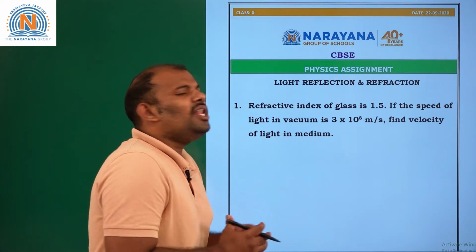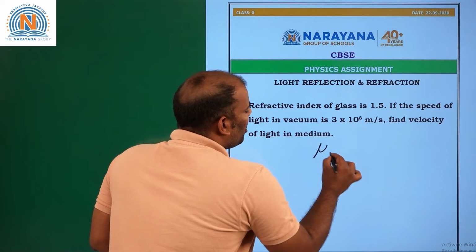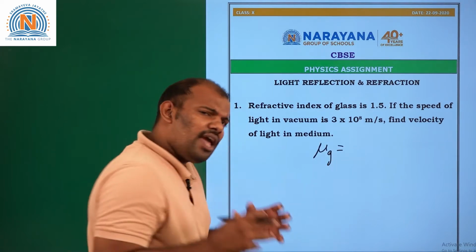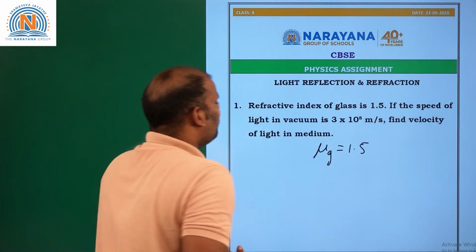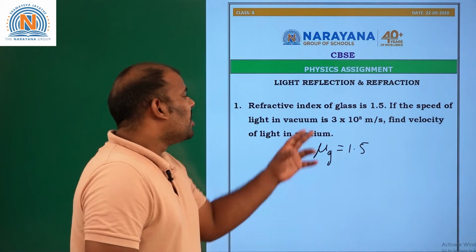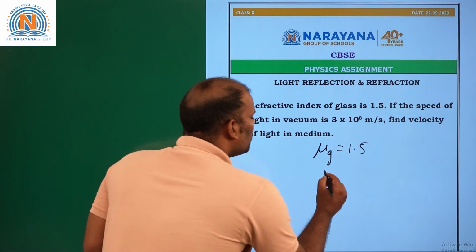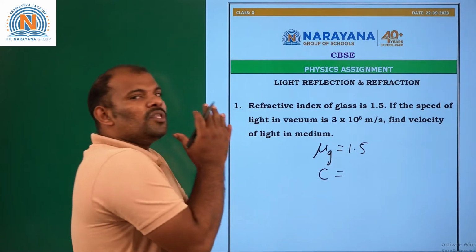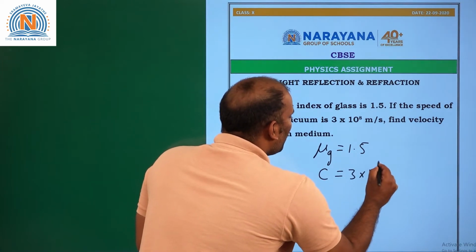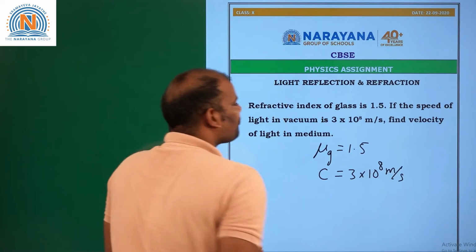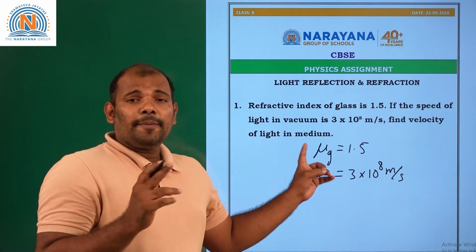Okay, the given values are refractive index of glass. So that you can write mu g, or you can write it as n also. Okay, so mu g is equal to 1.5 and the speed of light in vacuum, that is 3 into 10 power 8 meter per second. It is represented with the letter c. So c is nothing but speed of light in vacuum, that is equal to 3 into 10 power 8 meter per second. Okay, now you have to find the velocity of light in that particular medium.